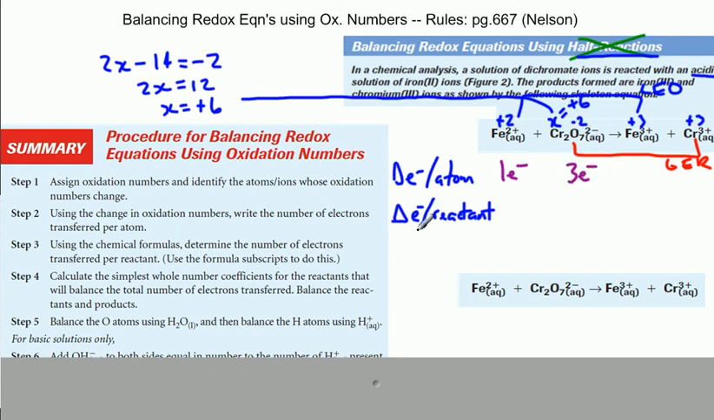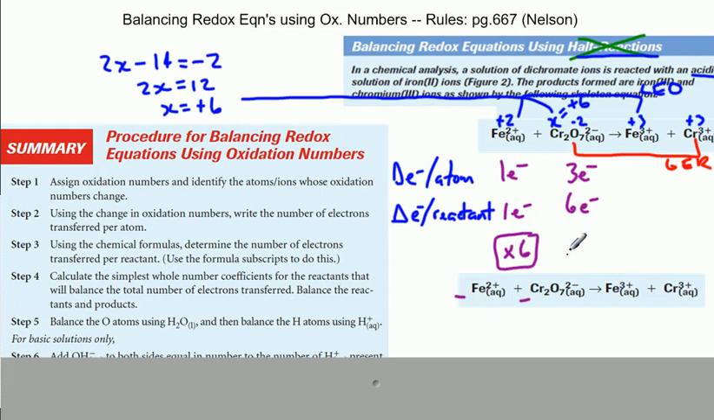To figure out the next line, we say, how many irons are there? Well, there's just one. So we multiply this by 1, and of course the number doesn't change. But here there's 2 chromiums, so we multiply by 2, so it's a change of 6 electrons. Now, the next part is to determine what our coefficients here are going to be. And we multiply this by 6, so that there is 6 electrons transferred to balance out this 6.